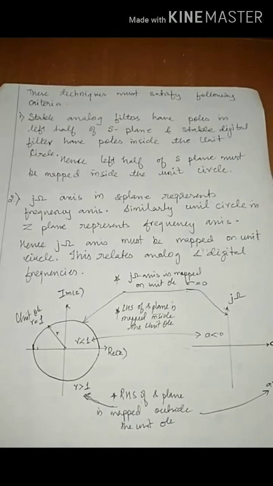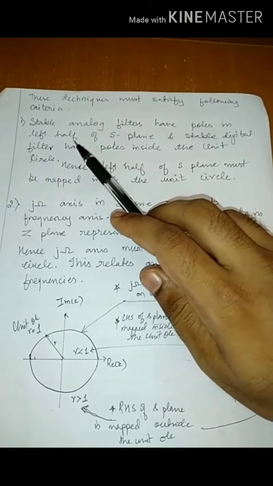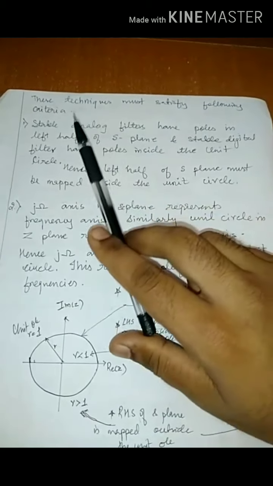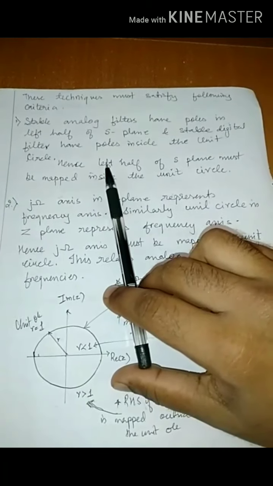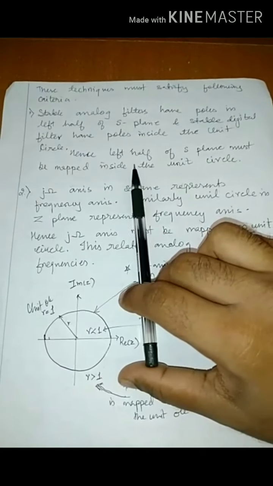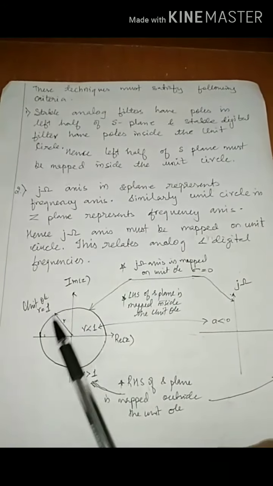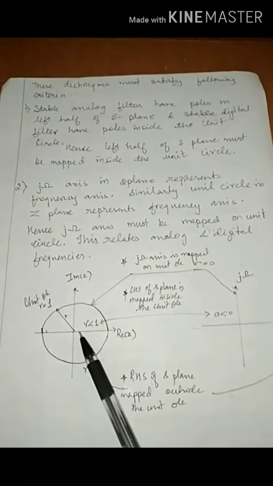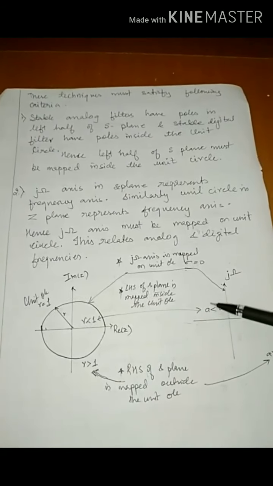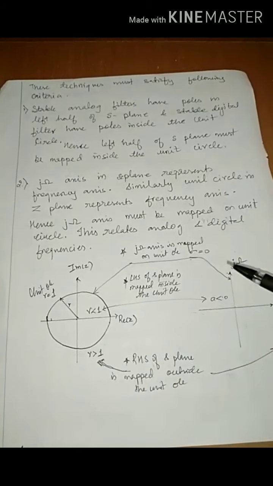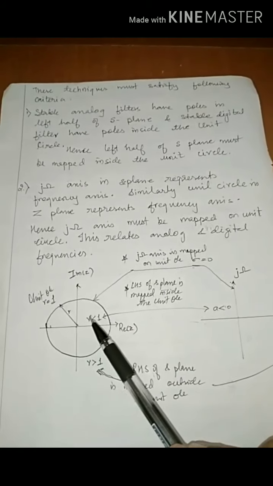Now these techniques must satisfy the following criteria. First, the stable analog filters have poles in the left half of the S plane and the stable digital filters have poles inside the unit circle. Hence the left half of S plane must be mapped inside the unit circle. So this is your analog domain where you have the S plane. This is your digital Z domain, that is the digital filter, which is a unit circle. The poles lying on the left half of the S plane are going to map inside the unit circle, when sigma is less than 0 and the value of r is less than 1.